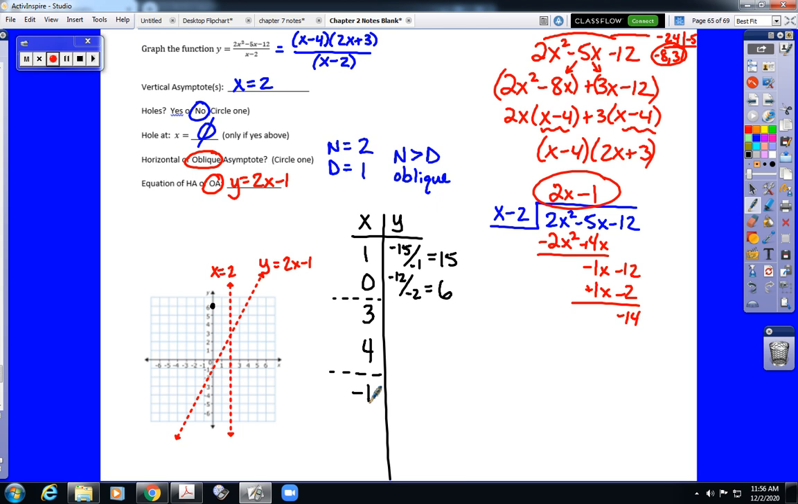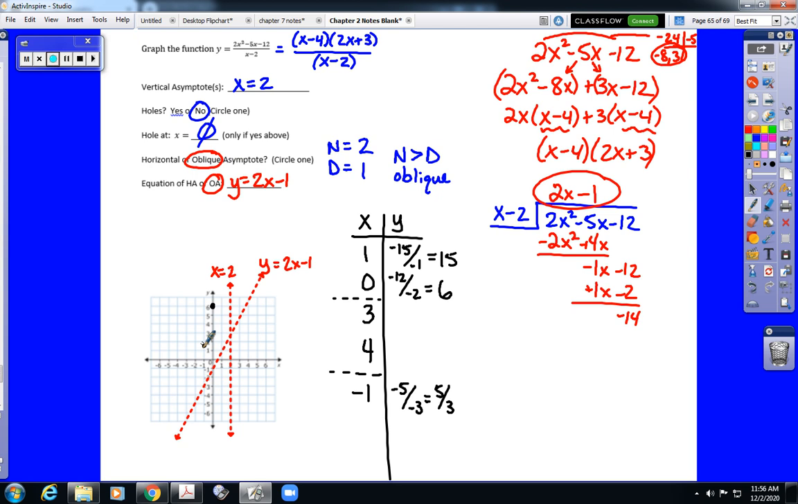So when we do negative 1, we have 2 times negative 1 squared, which would be 2, plus 5 would be 7, minus 12 would be negative 5. And in the denominator, negative 1 minus 2 would be negative 3. So we'd be looking at a value of 5/3. 5/3, of course, being 1 2/3, meaning we would be around right there.